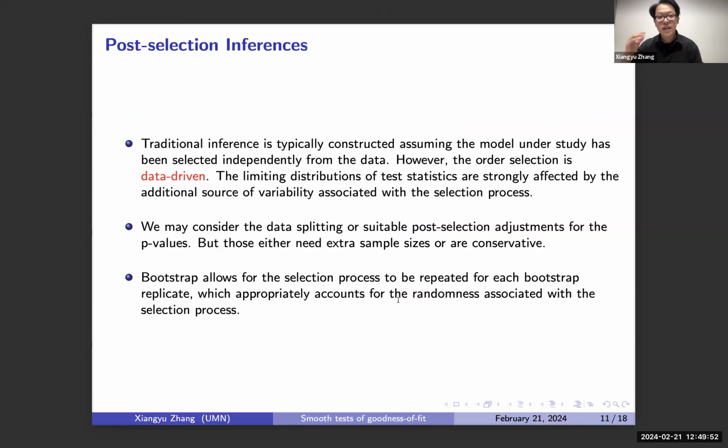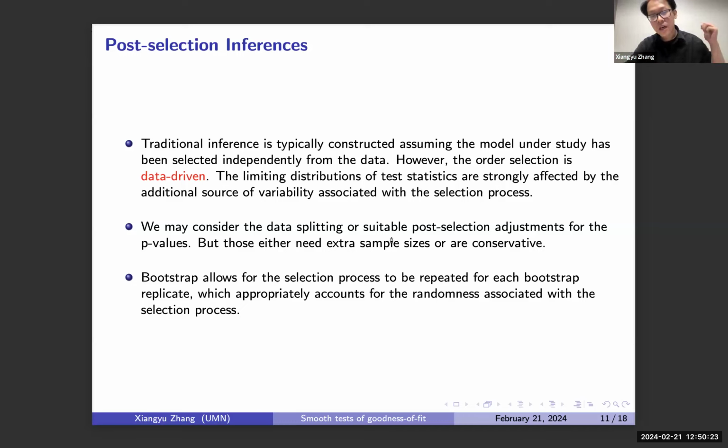In the statistics literature, it's called the post-selection inference issue, and we see that the limiting distribution of the test statistic will be strongly affected by this additional source of variability associated with the selection process. There are several ways for tackling this. Maybe we can consider data splitting. That's a very simple way. We can just split our model selection and our inference steps, our test steps. This is one way we can do it.